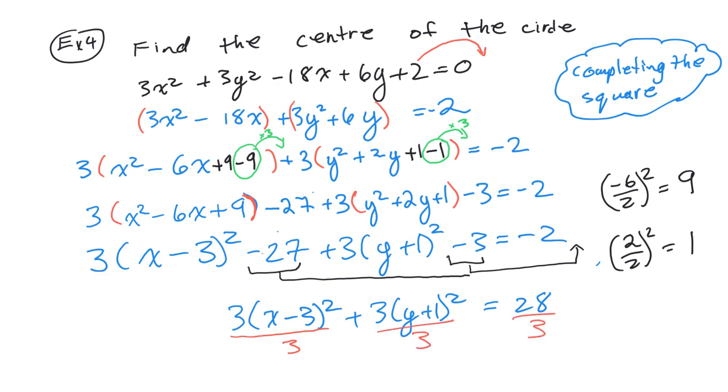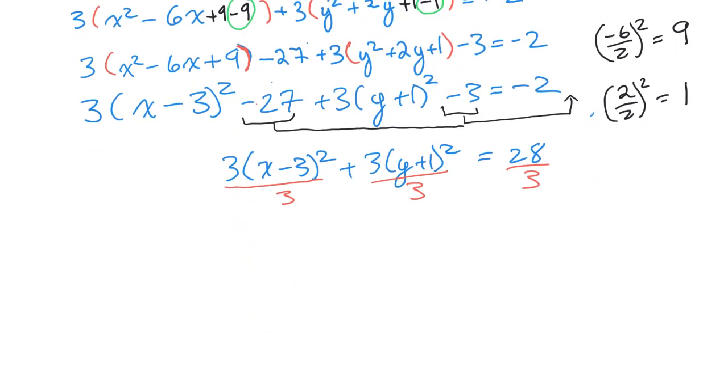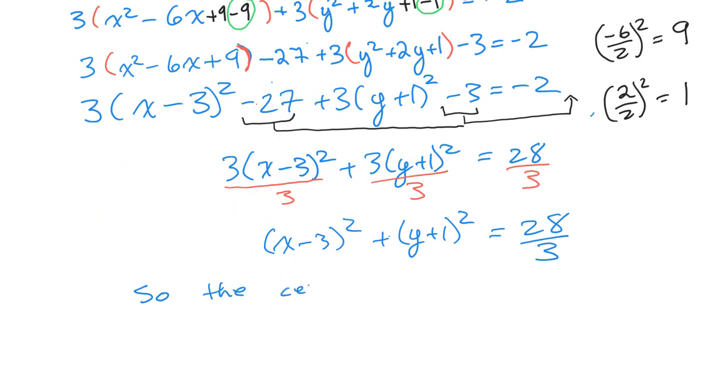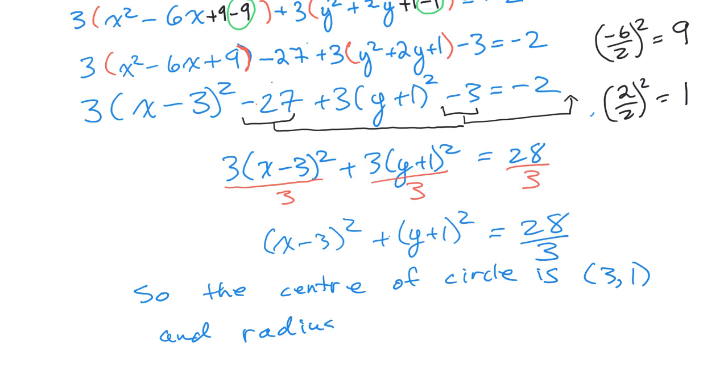So we are left with the following. So the center of the circle is basically 3, 1. And if I asked you for the radius, you can leave it as this. And the radius, just leave it as the square root of 28 over 3. Okay. And we're done. And we're done that problem.